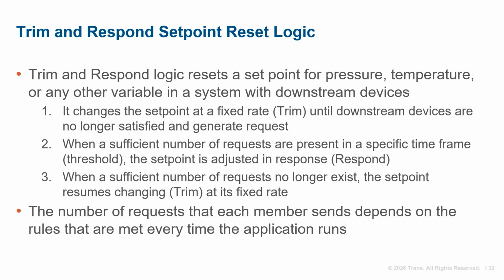This logic adjusts setpoints for variables like pressure or temperature in HVAC systems. For instance, in a fan pressure application, it continuously lowers, or trims, the static pressure setpoint until a downstream zone is no longer satisfied and requests an increase. When enough requests meet a specified threshold, the setpoint is raised. This is the respond part. If the number of requests falls below the threshold, the setpoint resumes its gradual reduction, or trimming. The number of requests each member sends depends on predefined rules set up in the logic.